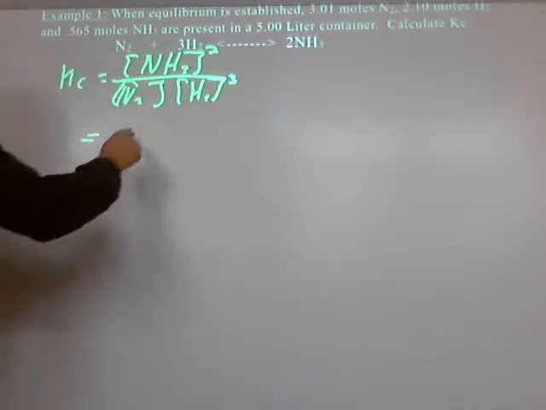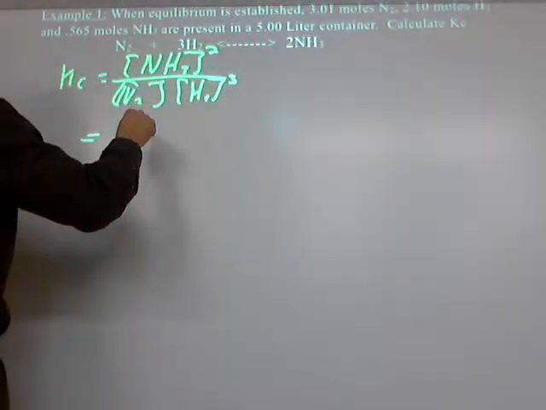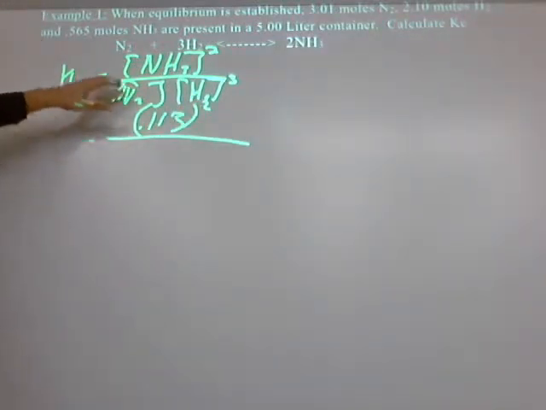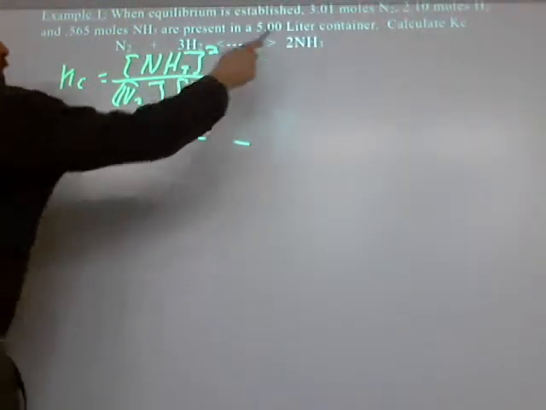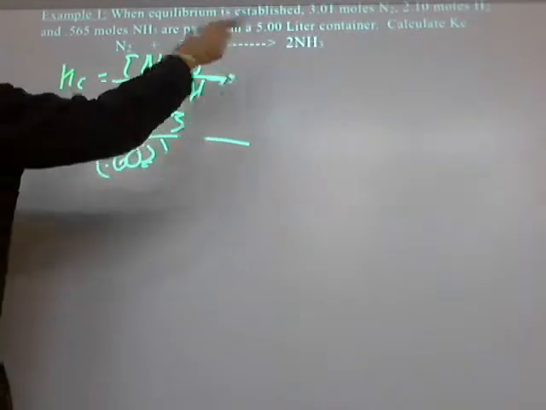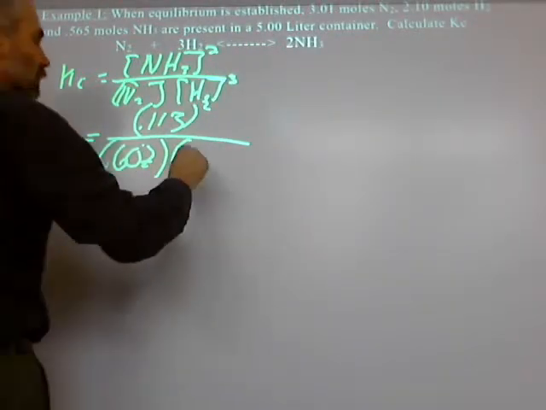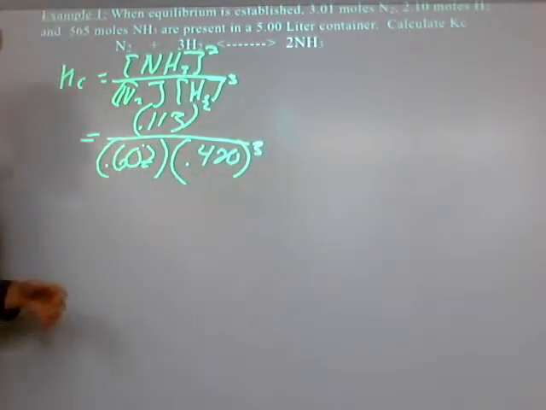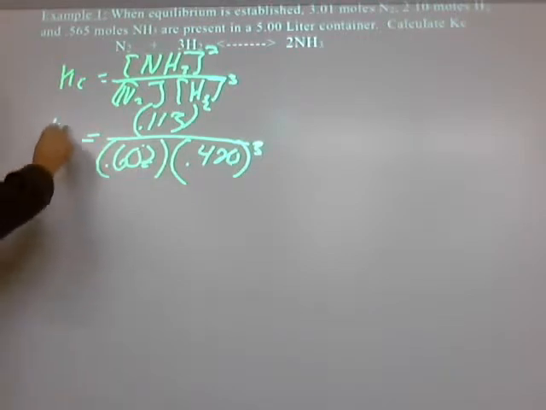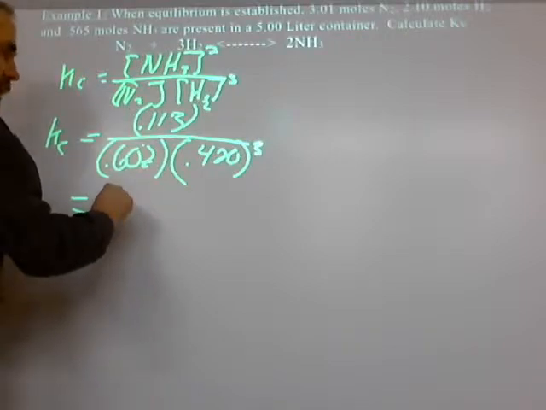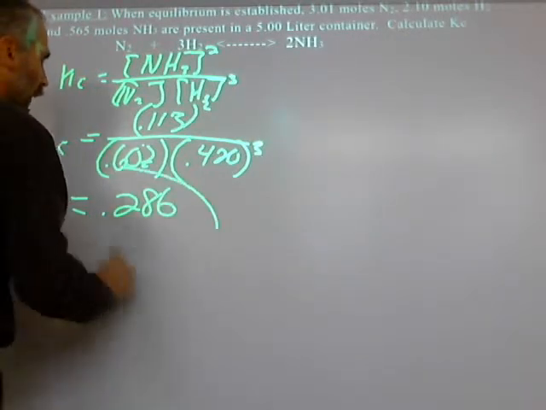What is that? Anybody have that? 0.113 squared over N2's, which was 3.01. What was that divided by 5? 0.602 raised to the first power times 2.1 divided by 5, 0.420 raised to the third power. That's what I would need to get full credit on this, showing me all that work. And what do you get for that? 0.286? All right, that's what Kc will be.